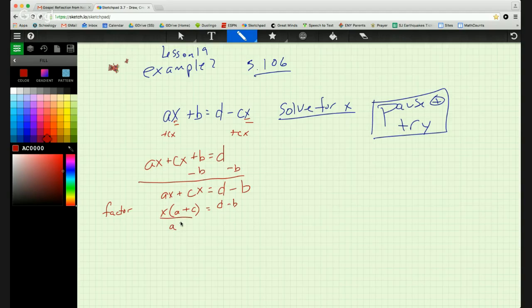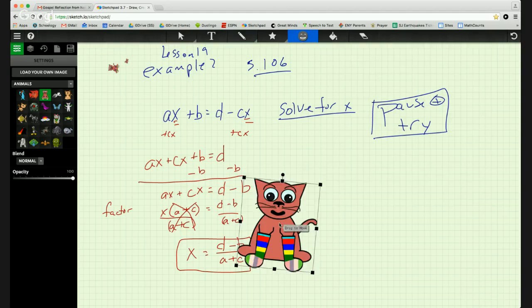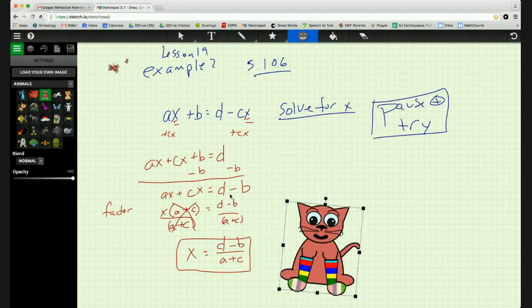x times (a plus c) equals d minus b. And I divide both sides by a plus c. We can put those in parentheses just so we can really see it. Cancel, and we get x equals d minus b over a plus c. Happy cat. Good work.